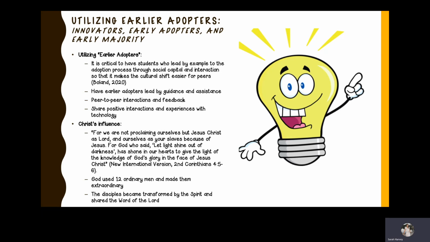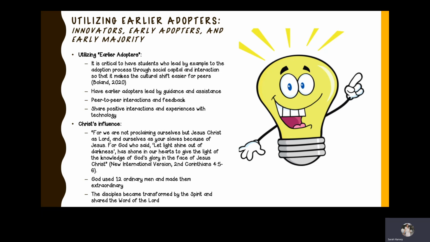In thinking of the biblical references and where this is seen in the Bible, my first thought was to look at the 12 disciples. So it says in the New International Version, 2 Corinthians 4:5-6, "For we are not proclaiming ourselves, but Jesus Christ as Lord, and ourselves as your slaves because of Jesus. For God, who said, 'Let light shine out of darkness,' has shone in our hearts to give the light of the knowledge of God's glory in the face of Jesus Christ."